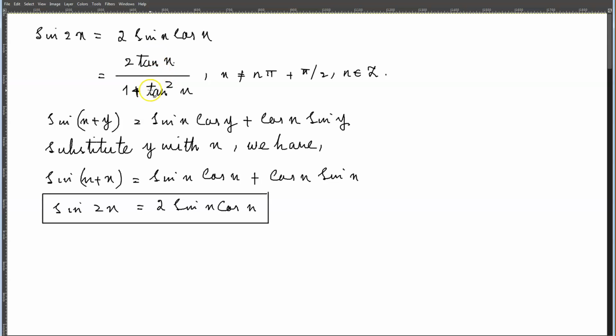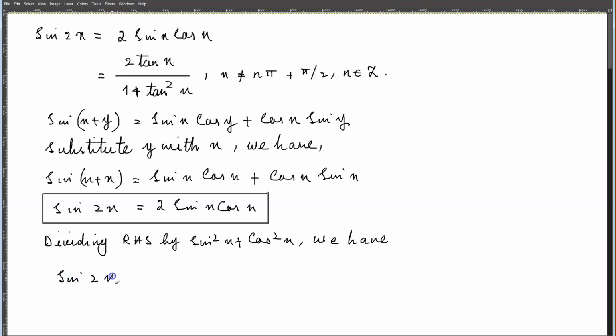Moreover, I think we can divide the right hand side, RHS, by sine squared x plus cos squared x, and of course you know that this is equal to 1, so I have sine of 2x is equal to 2 times sine x cos x over sine squared x plus cos squared x, right?